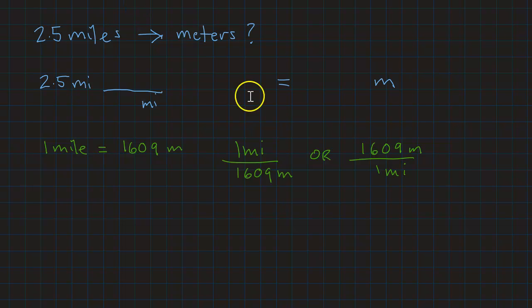And then you're going to look at your two conversion factors and see which version, with miles on the top and meters on the bottom, or meters on top and miles on the bottom, do we need to use? Obviously, it's the latter, so we'll put 1609 meters on top and 1 mile on the bottom.